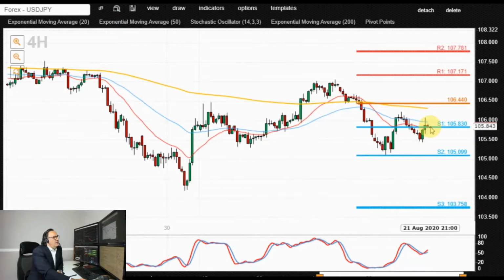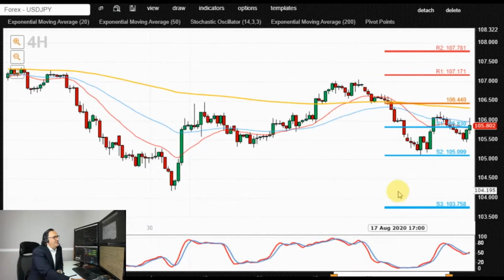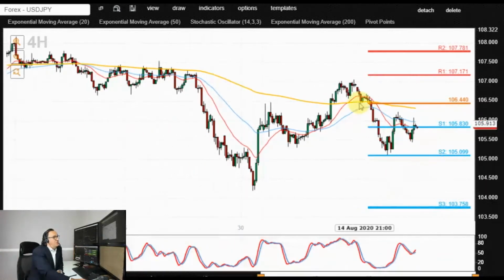Alternatively, if we see a rally higher and a breakout above 106.40, that would negate this current bearish scenario, potentially opening the way for an oversold bounce higher, therefore a short squeeze towards 107, 107.20, 107.80, 108 to the upside.